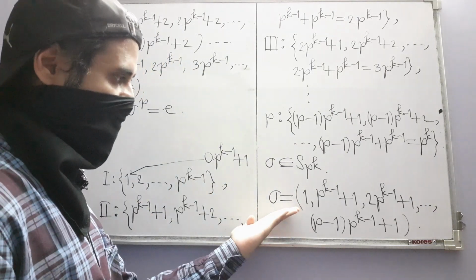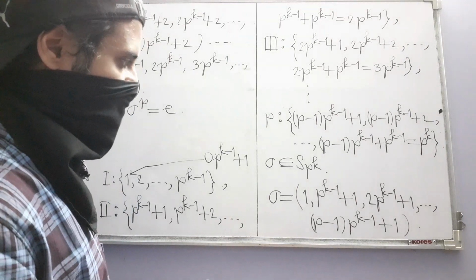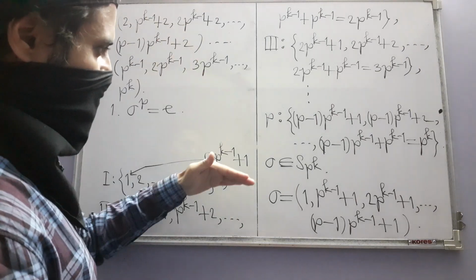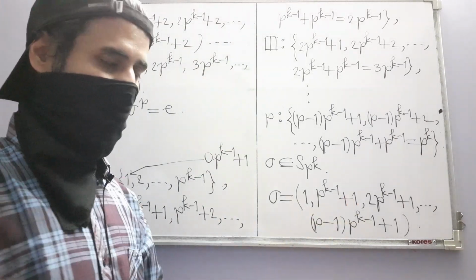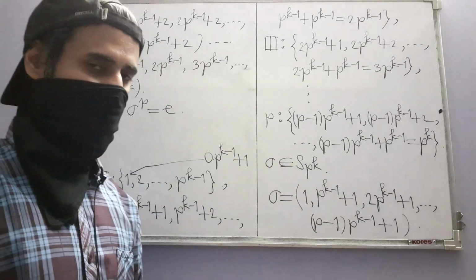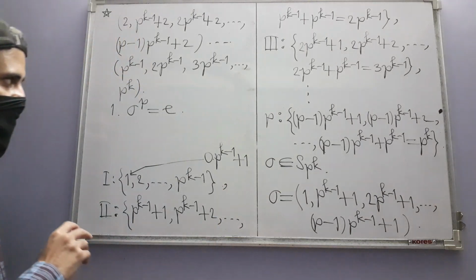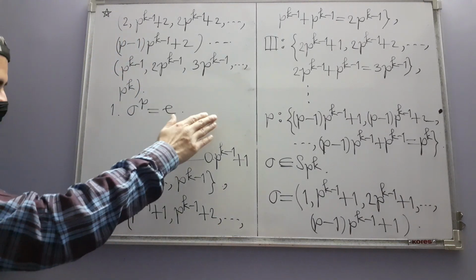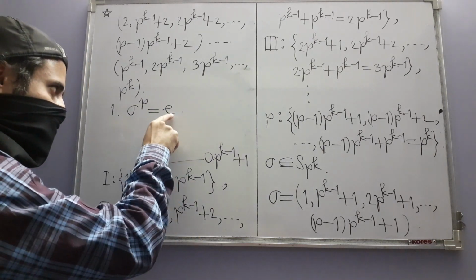Why? Because each cycle is a p cycle. Why is each cycle a p cycle? That's because we are using p clumps in forming each cycle. The elements we are using in forming these cycles are different, but there are p clumps. So that is why each such pth power of the cycle is equal to identity. So that's how we get E.